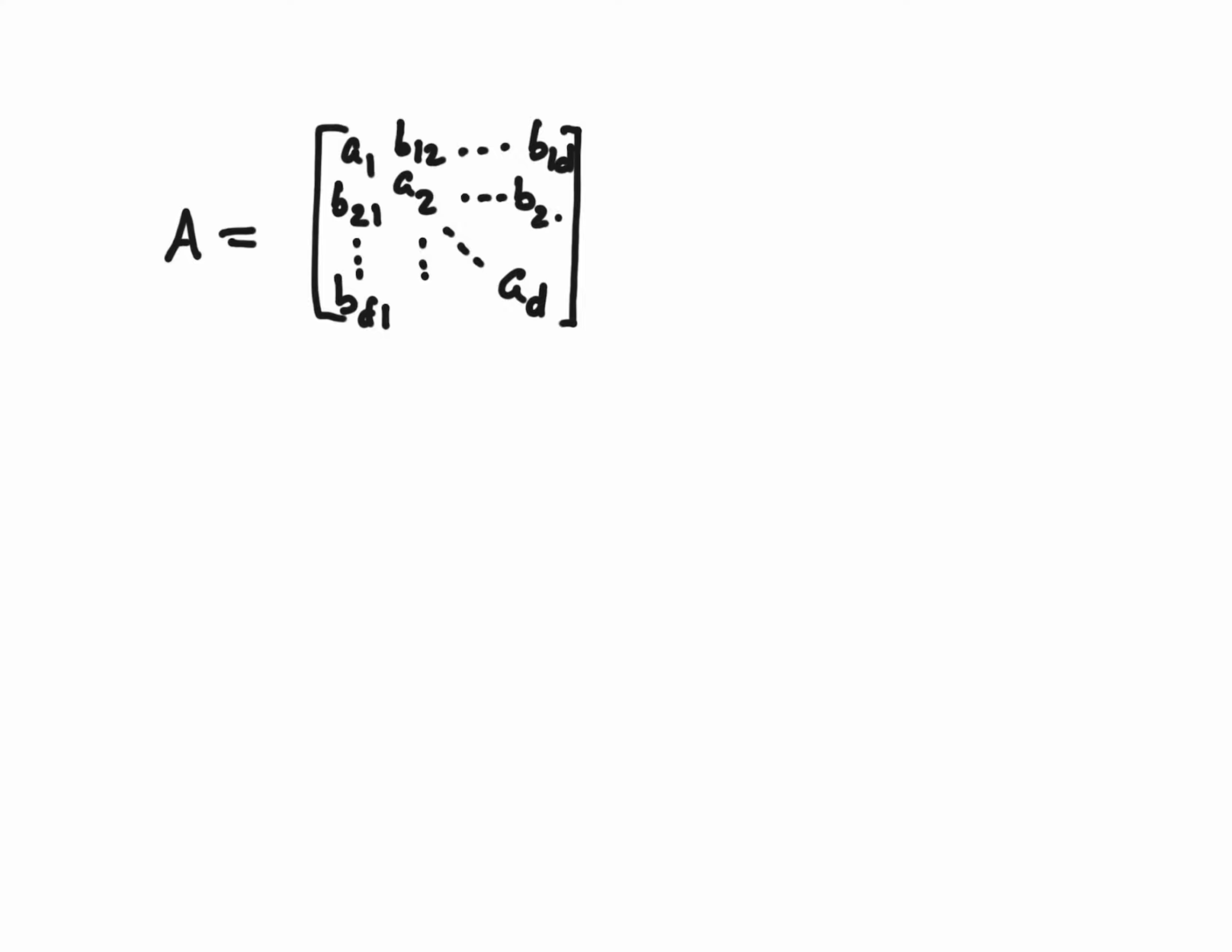Well, let me write something like this is b2d, and this would be bd2. Right, but b12 is the same as b21. This is a symmetric matrix because we chose it that way.